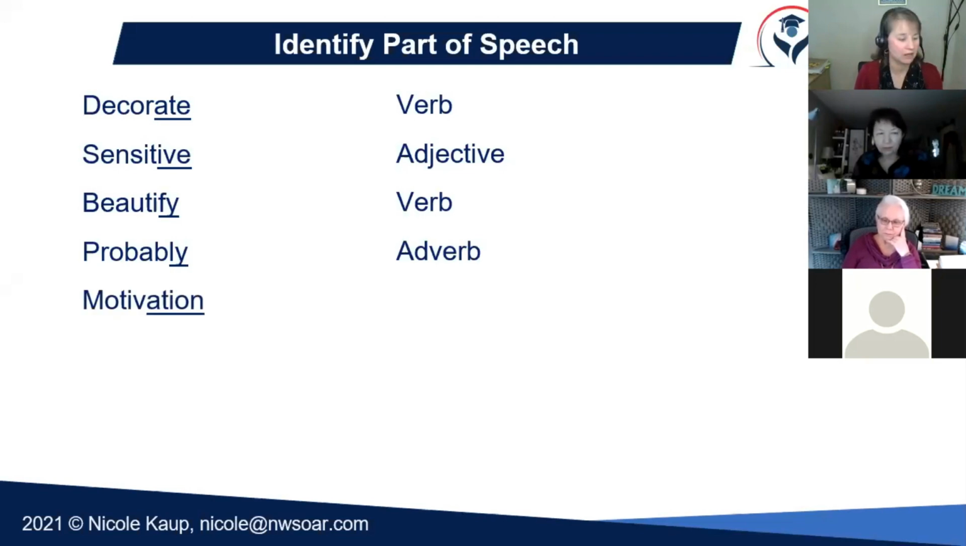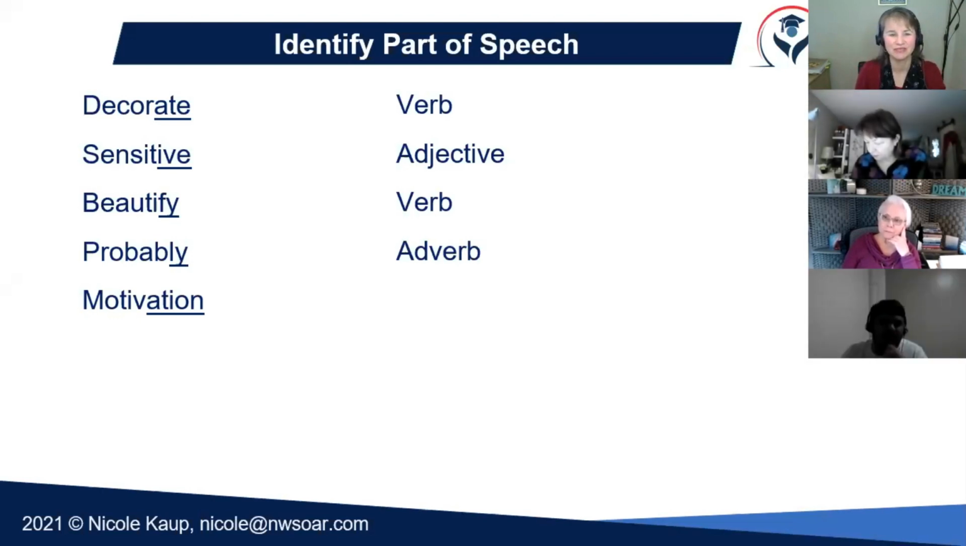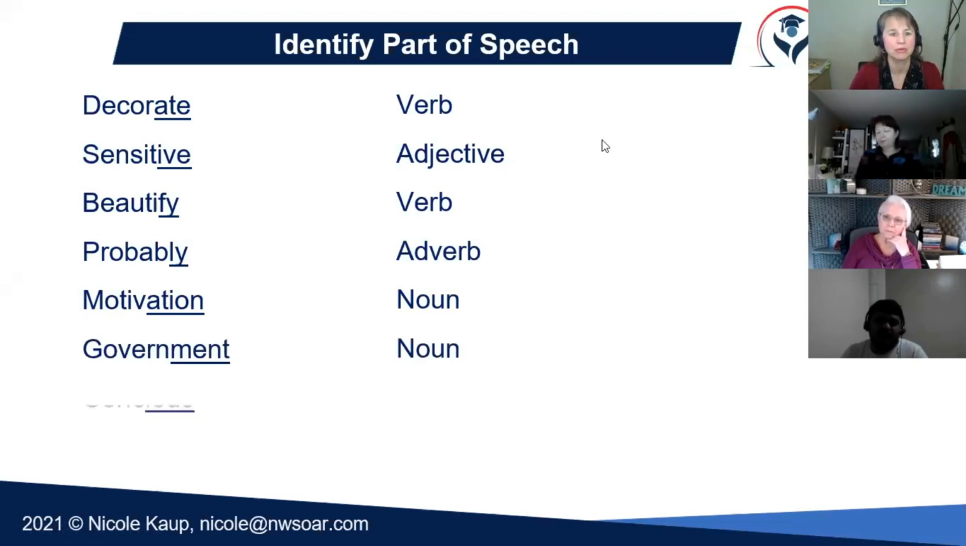Motivation. Do you have enough motivation to really improve? That's a noun, right? Motivation. Government, MENT, that's a noun also. Conscious. Is the patient conscious? We're describing the patient.